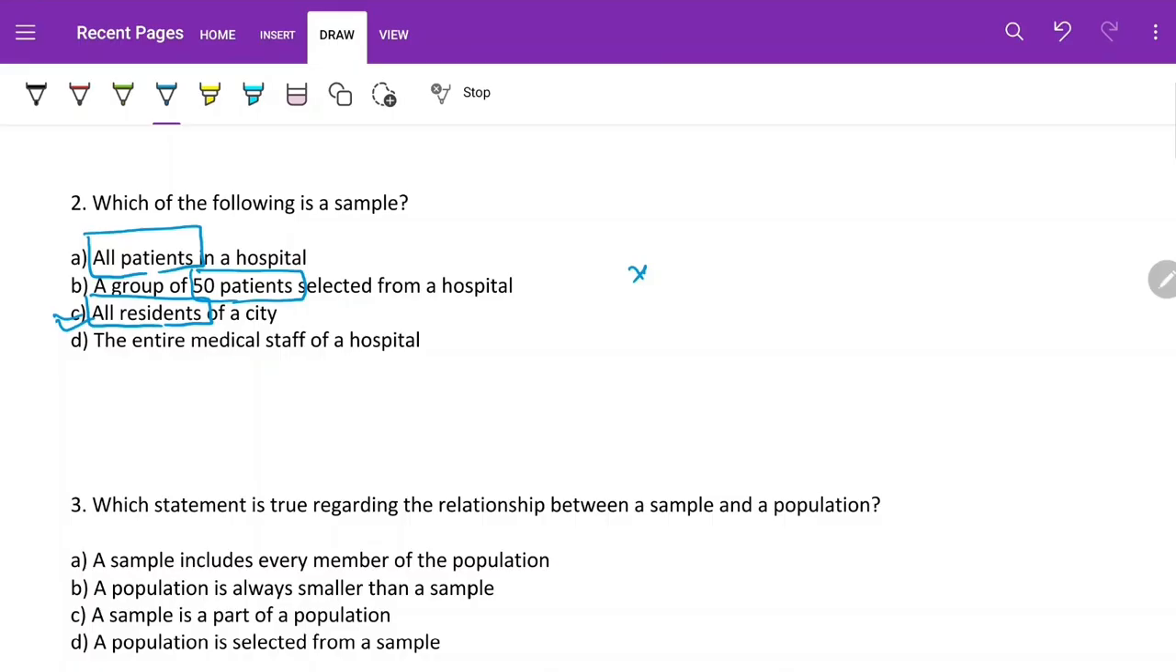If we are taking some parts, some patients, some residents, some students from that population, then it is known as sample. The entire medical staff of a hospital. This is again the entire medical staff, so this is a population and not a sample. A group of 50 patients may be the sample drawn from the population of a particular hospital. So this is our correct answer.